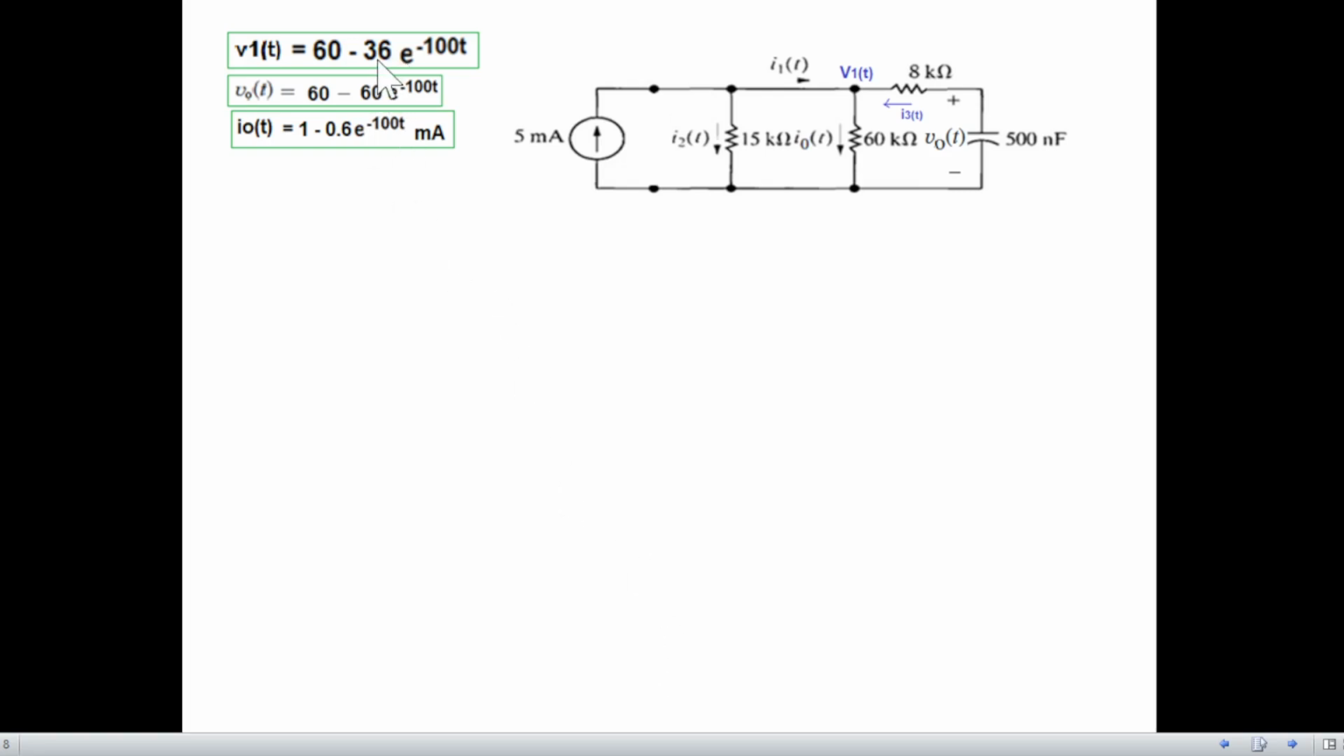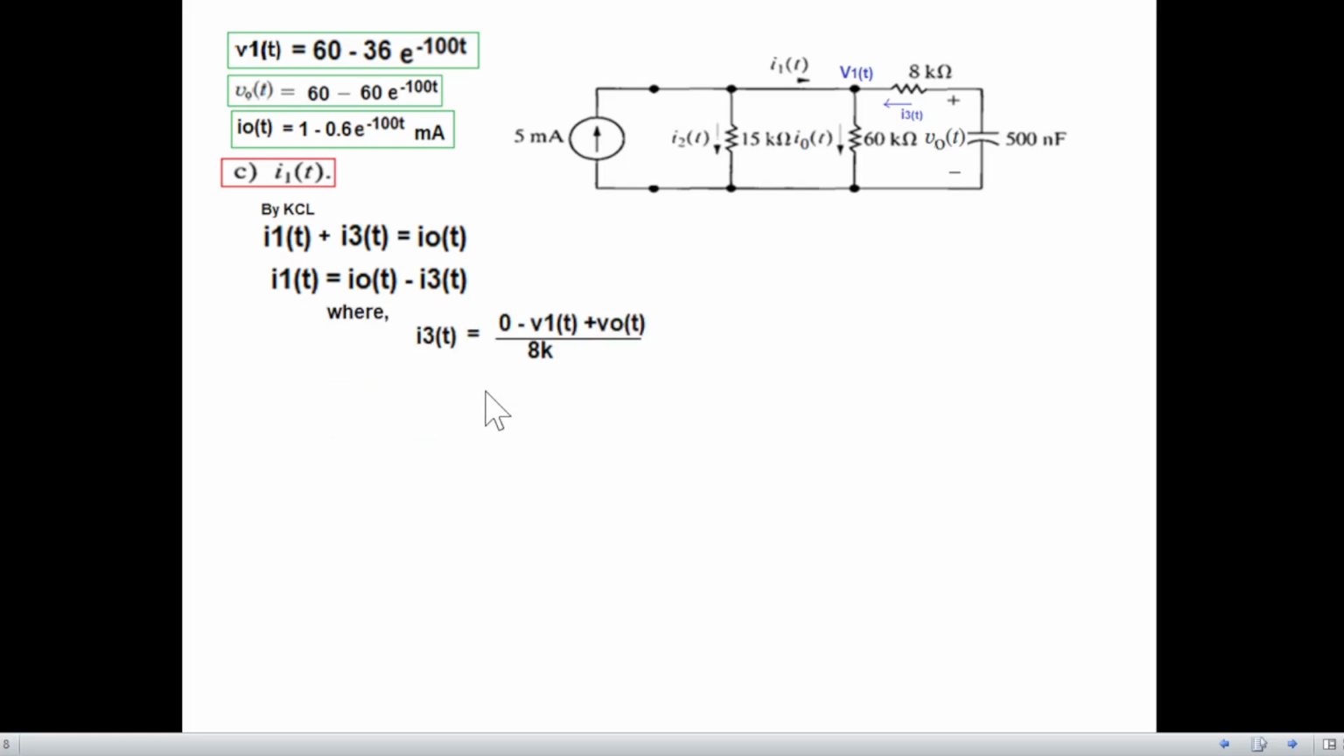So these are the parameters we have already calculated. Now let's see part C, which is I1(t). And again, if you look at the circuit, you can easily see that by KCL, current entering this node, I1 plus I3, is equal to I0 leaving. And from here, we are actually interested to find I1. So we move this to the right. Moving to the right, we know the value of both. Sorry, we don't know the value of I3(t). So I3(t) we will calculate from here again.